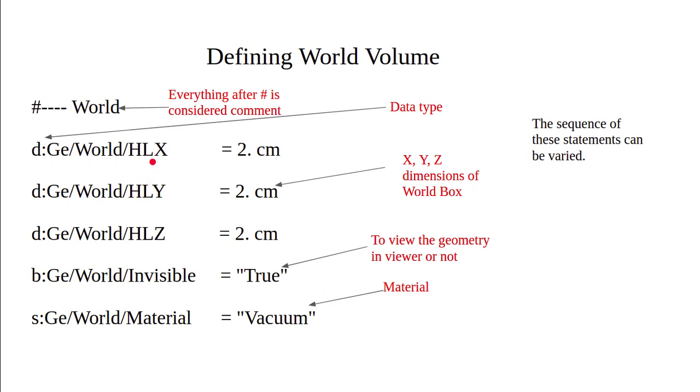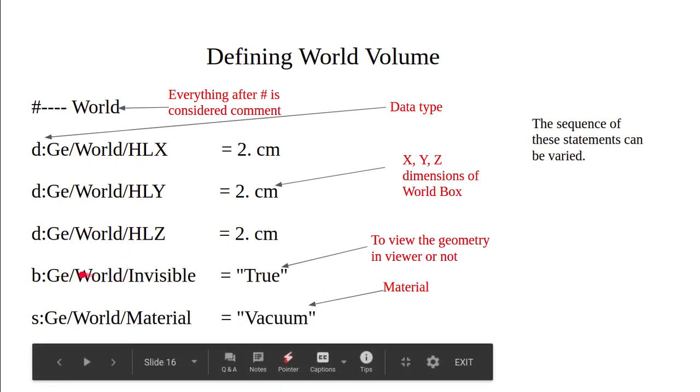Like for a sphere you have to define the radius, for a box you have to define the x, y and z dimensions. Here we have to give half x, half y and half z dimensions. And finally, this is related to the visibility of the geometry in your simulation, or when you open the graphical interface, whether you want to see your world geometry or not. And this is just the material of the geometry.